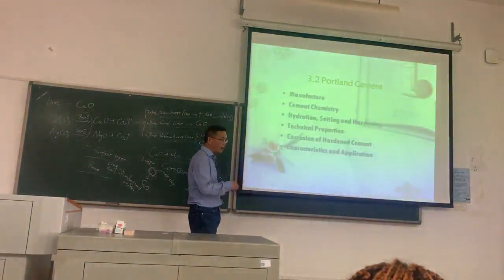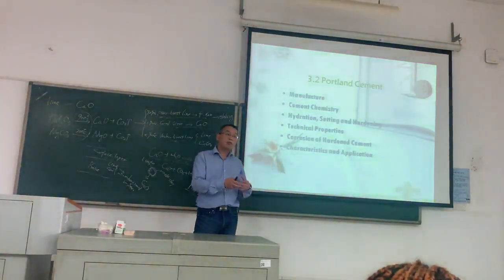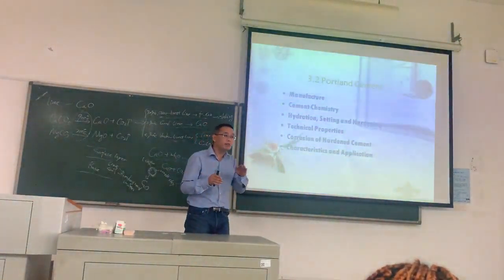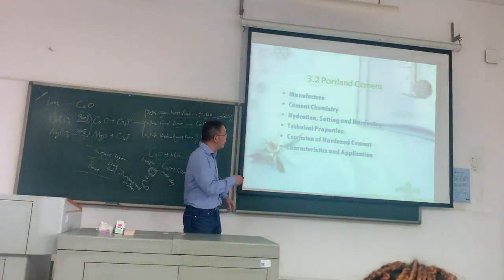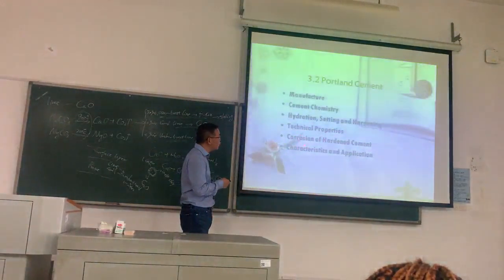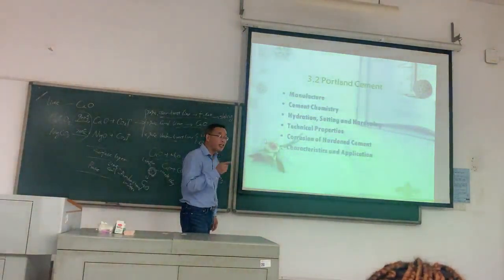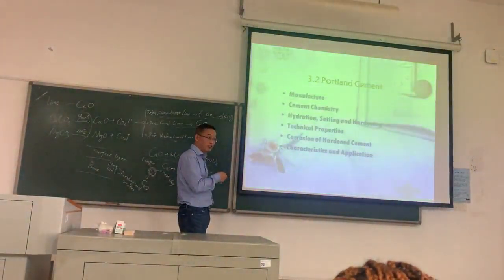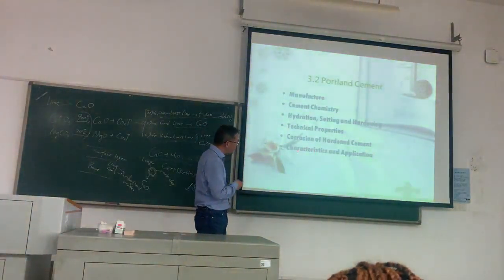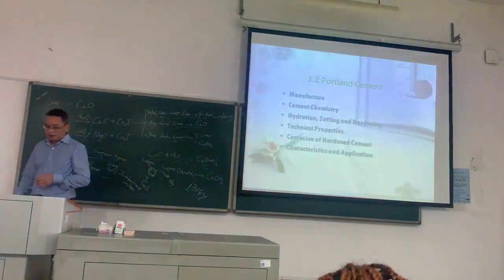And then the technical properties. After the production of the cement, how can we evaluate the properties of this kind of cement? We need to use this kind of technical properties. And then the corrosion of hardened cement. So for the hardened cement, there is corrosion for it. And the characteristics and application of the Portland cement.